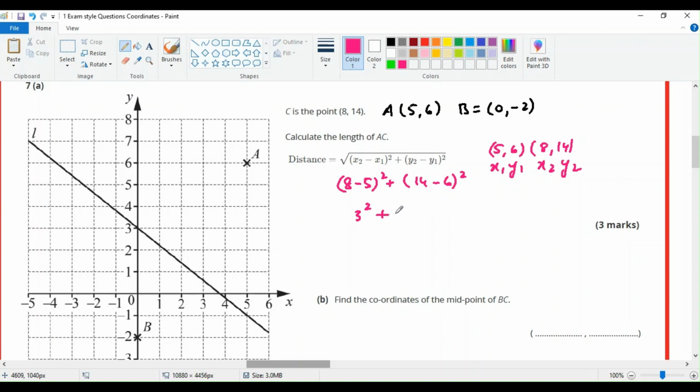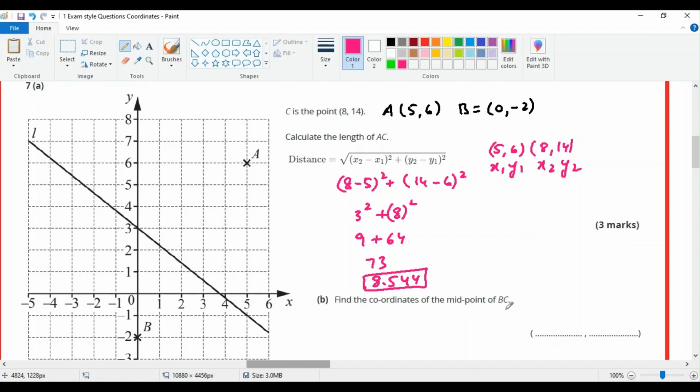8, 8 square. This is giving us 9 plus 64, and 64 plus 9 is going to give us 73. Once we find out the root of 73, it's going to give us 8.54, 8.544. This is the length of AC.